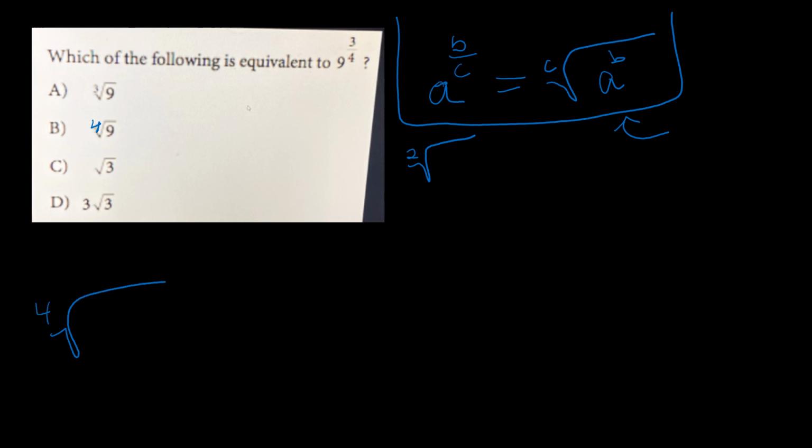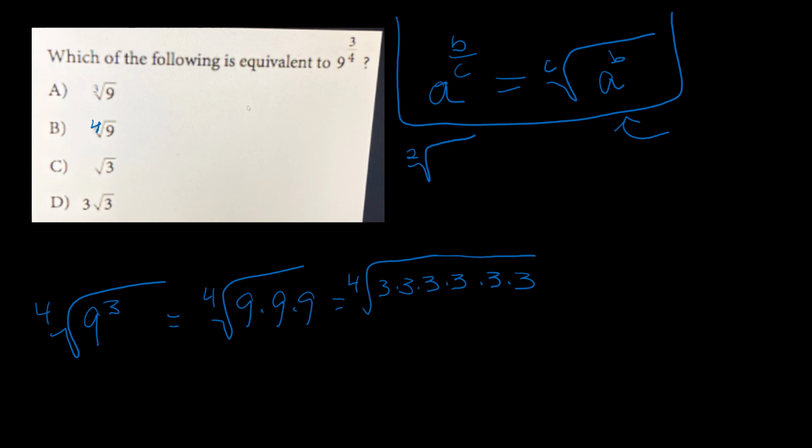The fourth root of 9 to the third. I'm going to rewrite that as the fourth root of 9 times 9 times 9, also known as the fourth root of 3 times 3 times 3 times 3 times 3, and one more 3. Because we're looking at the fourth root, if I have 4 things inside here, they can come right out. So I'm just going to have 3 times the fourth root of 3 times 3. I'm going to rewrite that really quick too: 3 times the fourth root of 3 squared.